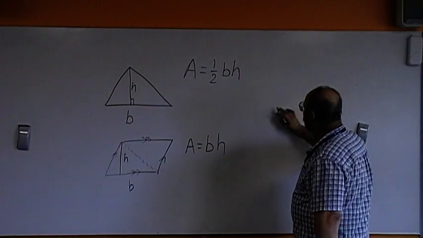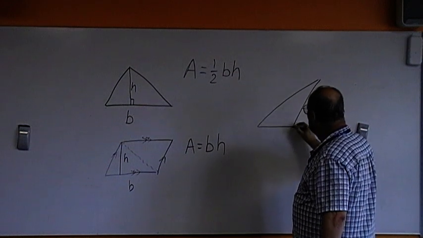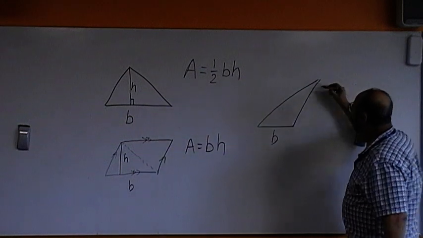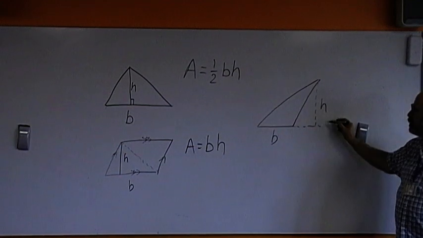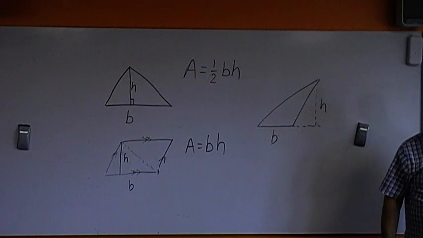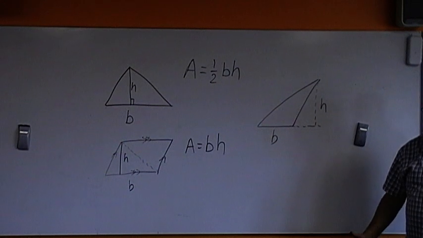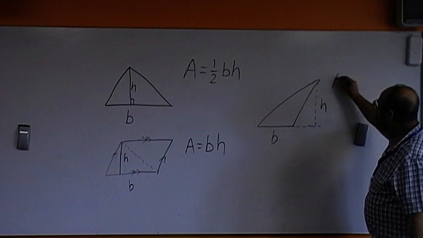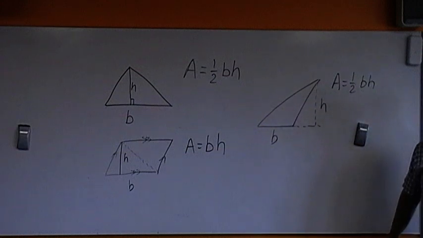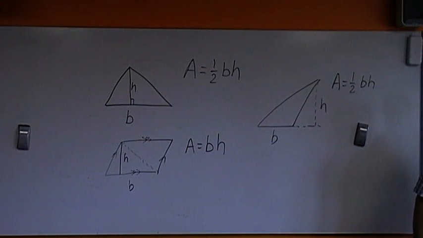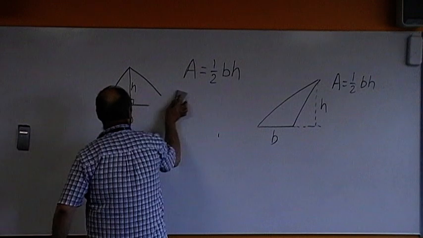Now, if I have such a triangle, this is the base, and the height, as you can see, can be outside the triangle. Height doesn't have to be inside the triangle. It can be outside, and it is still the height, and the area will still be 1/2 of base times height.